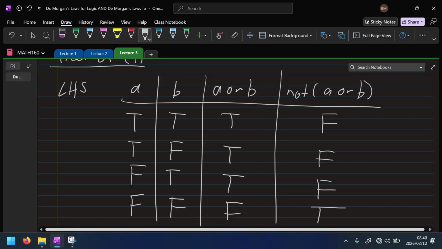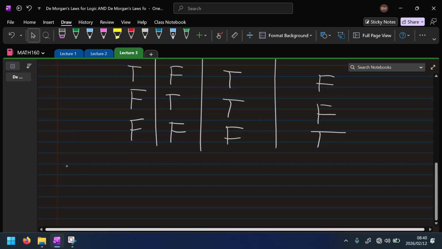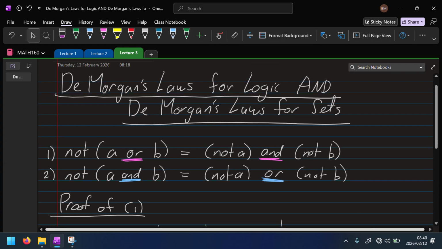So that's the left-hand side. Here we see false, false, false, true. This is what we should get for the right-hand side as well. So we have A, B. This one has a few more columns. We're going to have not A, not B, and then the combination of the two.